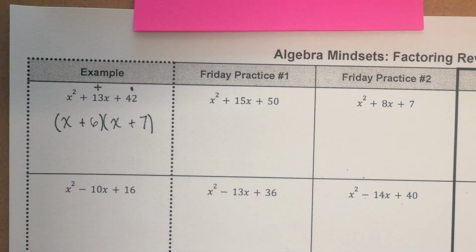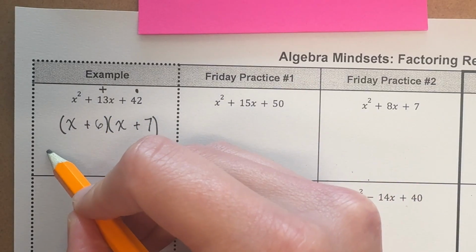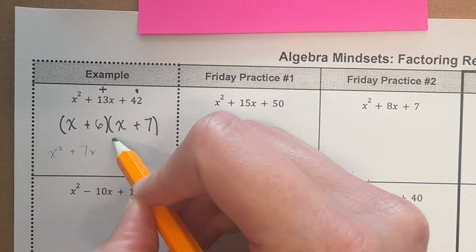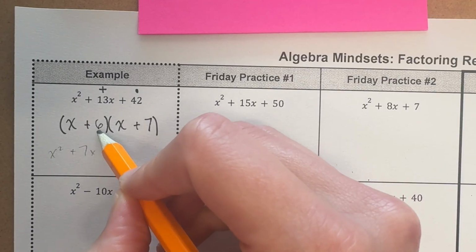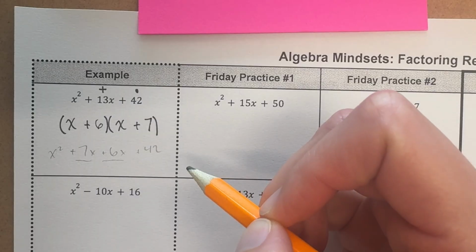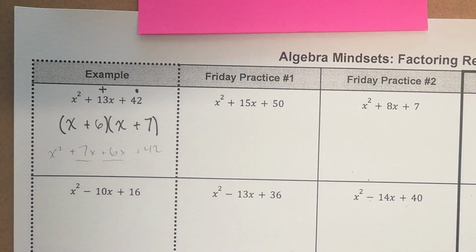And a reminder about why this works, right? Remember, if I was to multiply this, this would be x times x, that would be x squared. X times 7, that would be plus 7x. 6 times x, that would be plus 6x. And 6 times 7, that would be plus 42. And then I would combine these two like terms, and I would get 13x, right? So this would equal x squared plus 13x plus 42.